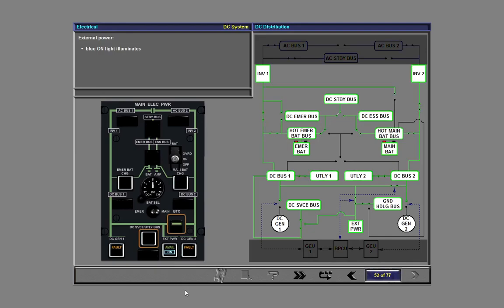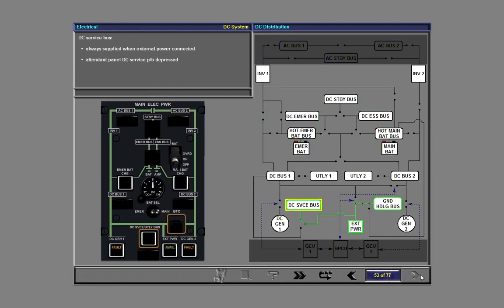When external power is supplied to the system, the blue on light illuminates in the push button. Both DC buses are supplied. The DC service bus is always supplied when external power is connected and the attendant panel ground service push button is depressed. It is supplied by DC bus 1 if DC bus 1 is powered.